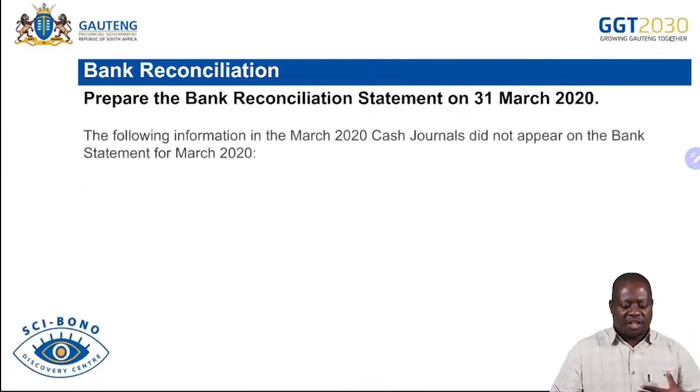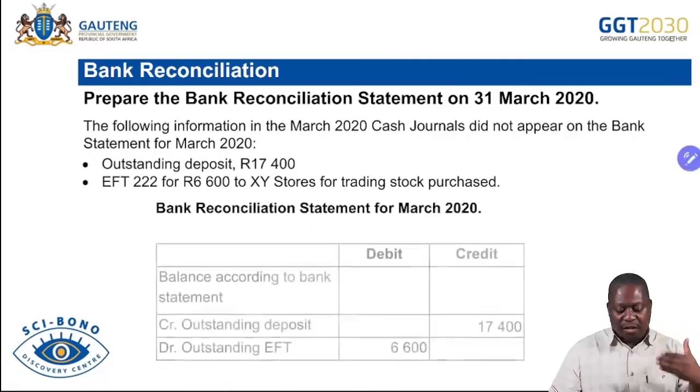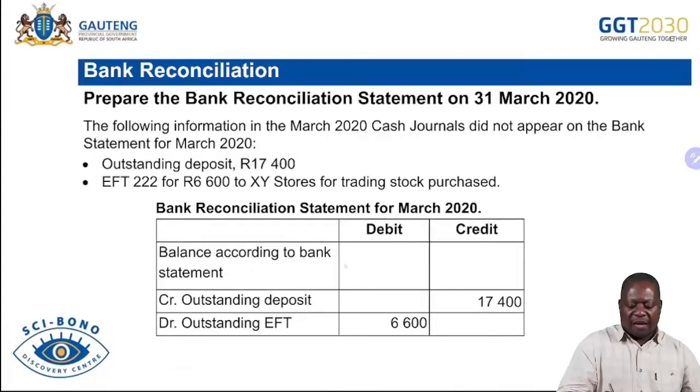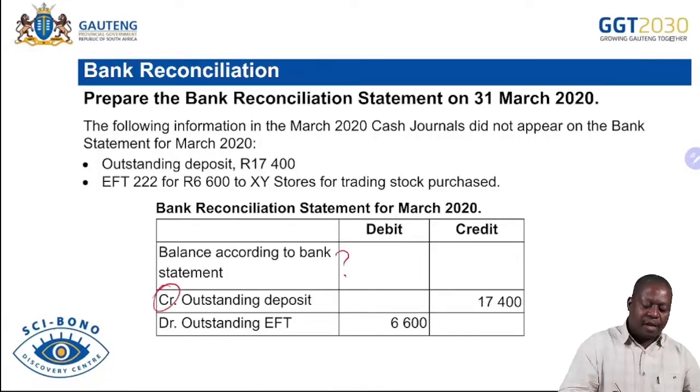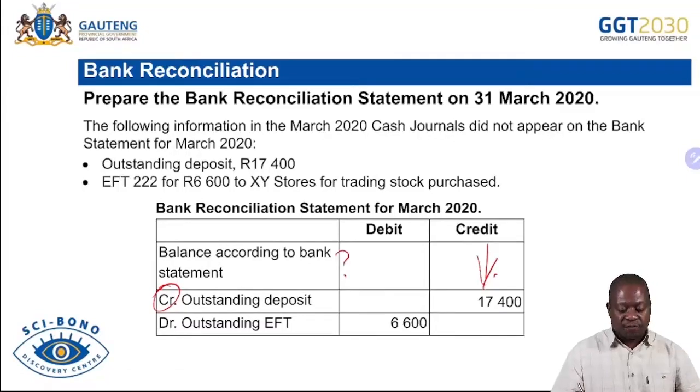Let's just check the balance as per bank account. Okay, let's just start from the top. Now, they are not giving us the balance according to the bank statement, so it is still an unknown figure. What do we do? We credit our outstanding deposit. By crediting, what are we doing? We are recording on the credit side. Then you can see, because they said credit, we are just following an instruction.